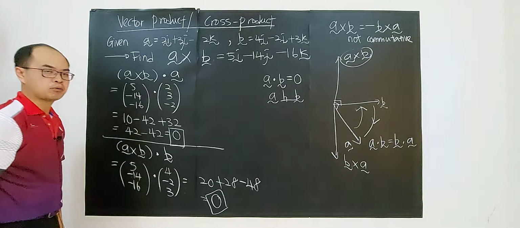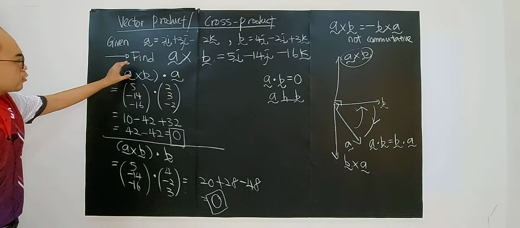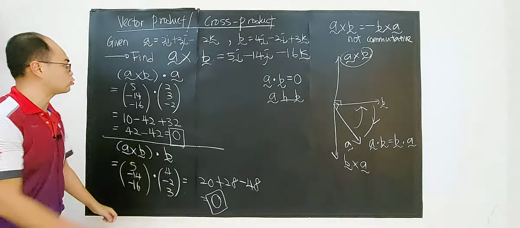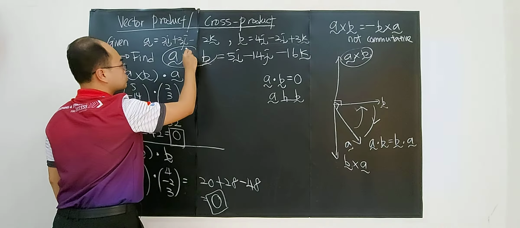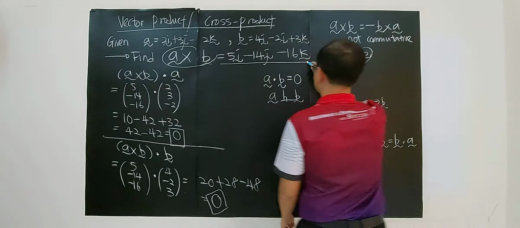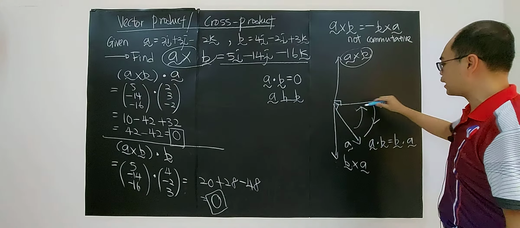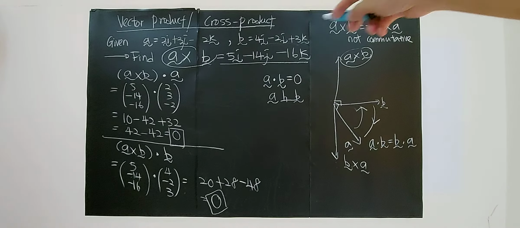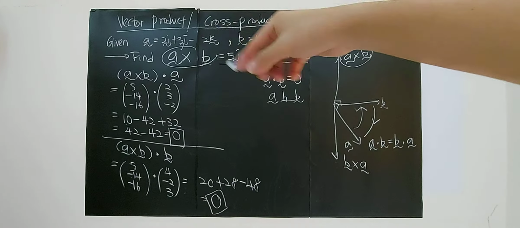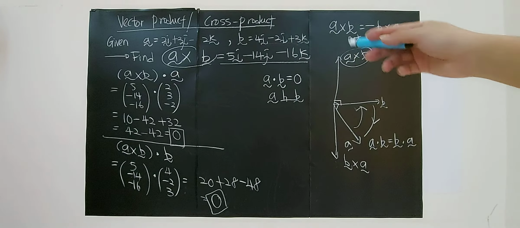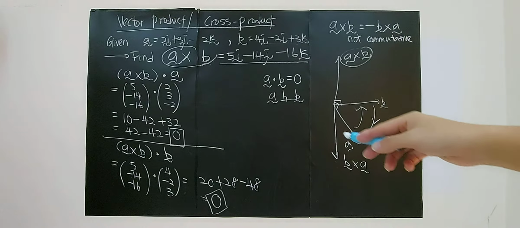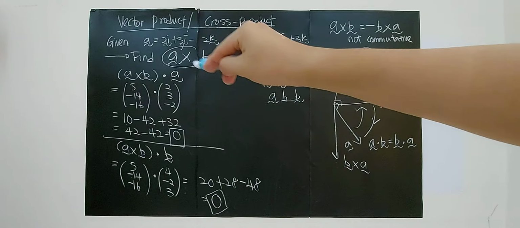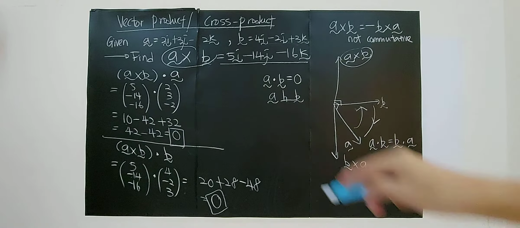This is a very important result: A cross B dot with A gives 0, and A cross B dot with B gives 0. This shows that the vector A cross B is perpendicular to B and also A. So I have used a specific way to prove to you that A cross B is perpendicular to A and B. A cross B dot A is 0, and A cross B dot B is equal to 0.